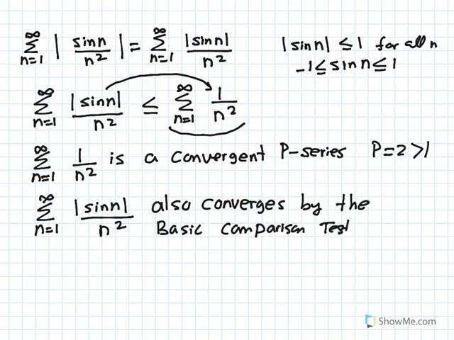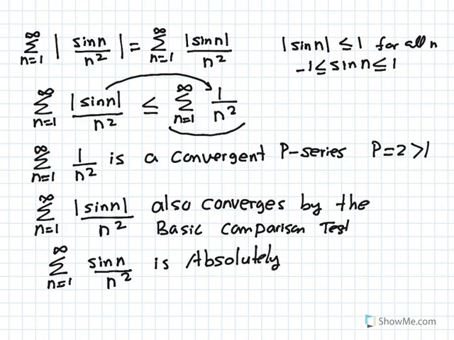So for this reason, we can say that the summation n equals 1 to infinity of sine n divided by n squared is absolutely convergent. And if it's absolutely convergent, it will be a convergent series. Absolutely convergent, and therefore convergent.